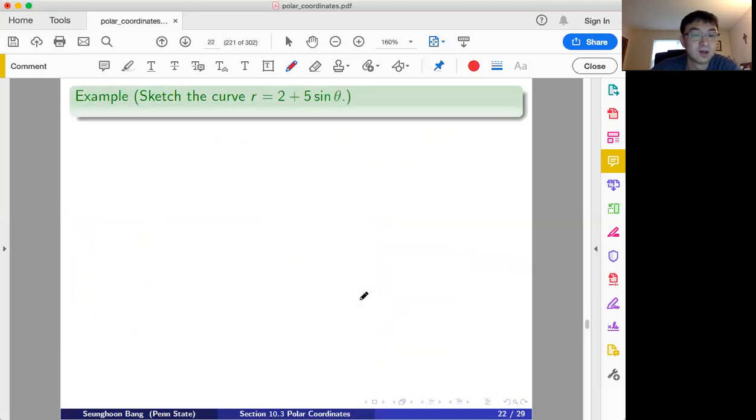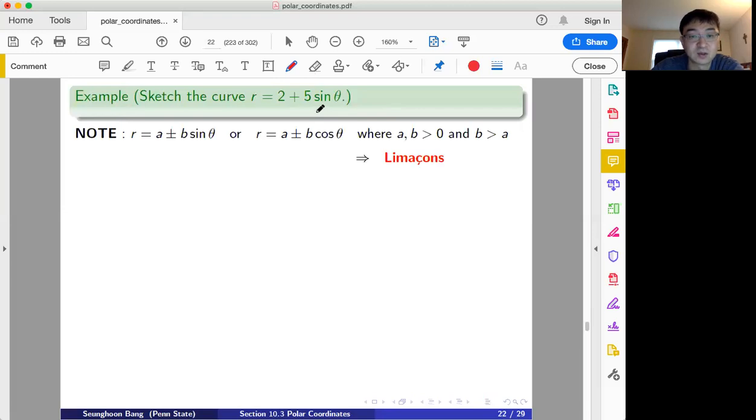This one: sketch the curve r equals 2 plus 5 sine theta. This is 5. The coefficient of sine is greater than the constant, so we have a limaçon. The shape is like a snail. Same as before, you choose 0, pi over 2, pi, 3 pi over 2, and 2 pi.